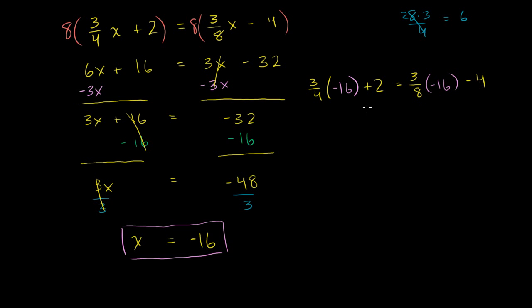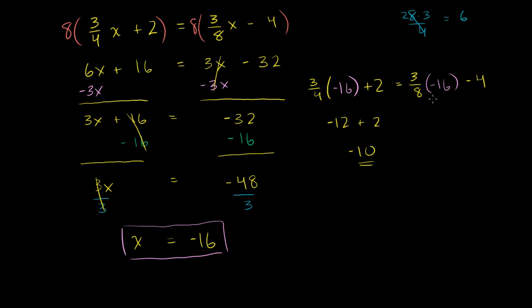So 3/4 of 16 is 12. You could think of it this way: what's 16 divided by 4? It is 4. And then multiply that by 3. That's 12. It's multiplying a fraction. So this is going to be a -12. So we get -12 plus 2 on the left-hand side. -12 plus 2 is -10. So the left-hand side is -10.